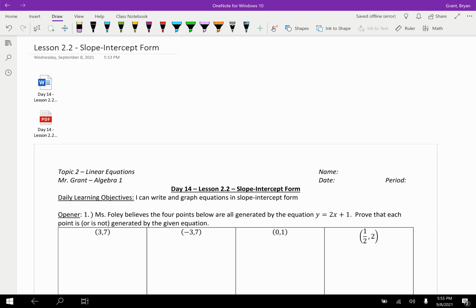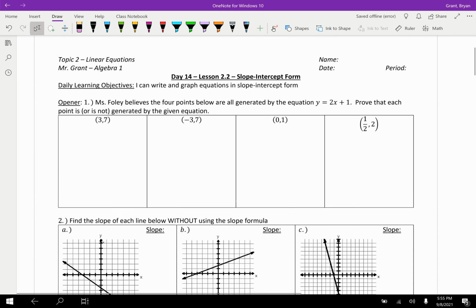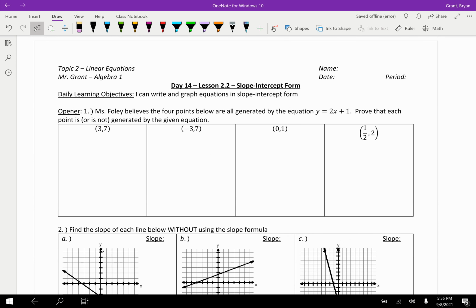Today, we are going to cover a common equation form that our goal is to be able to graph quickly by the end of class. It's actually a form you might have heard before. It's one you're supposed to cover in 8th grade, slope-intercept form. So let's see what we can do.